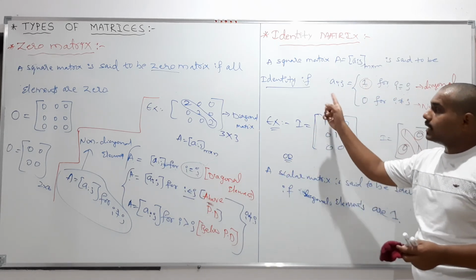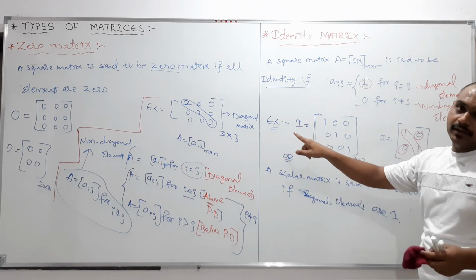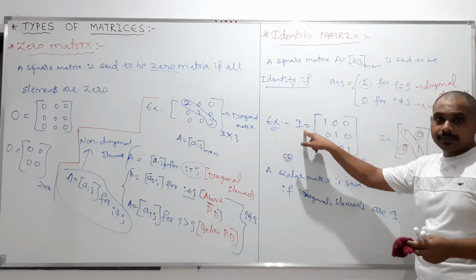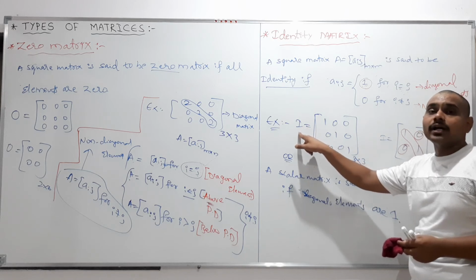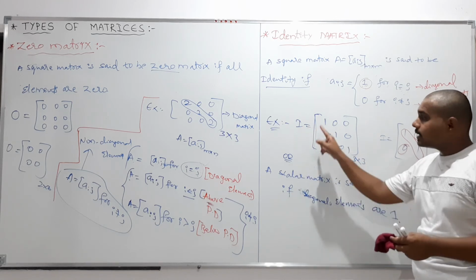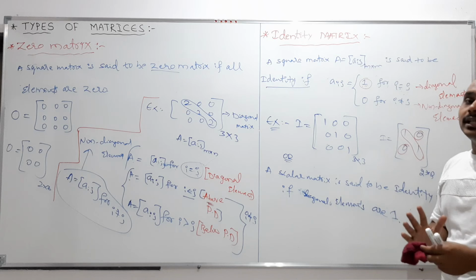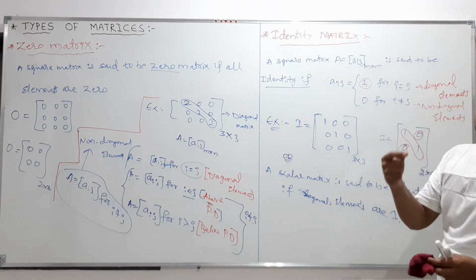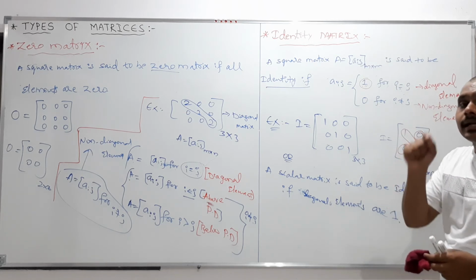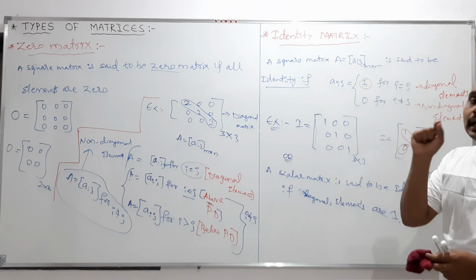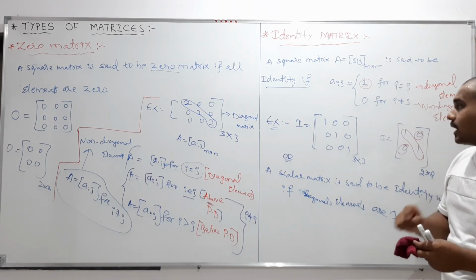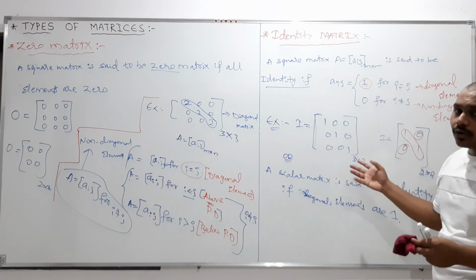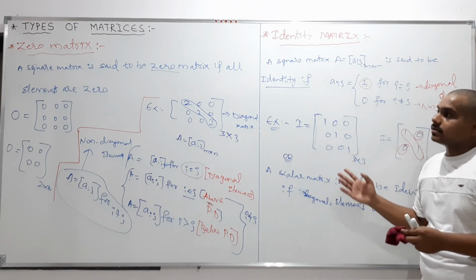And generally we write the identity matrix as I. Or else you can write it below with a subscript as I3. I3 means this is the identity matrix of order 3x3. If you want to write the order, you can write it as identity matrix of order 3x3, or I subscript 3, or else you can write in words also. So like this you can use.